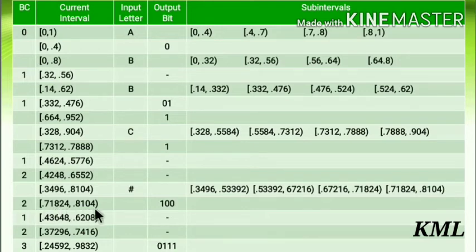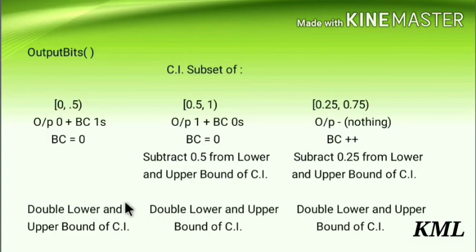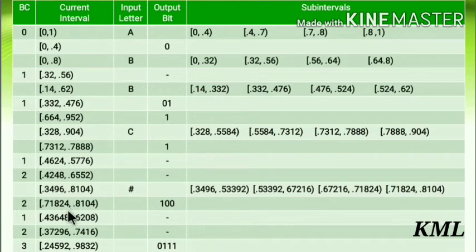Okay, so next what you have to do is subtract 0.5 from the lower and upper bound and double. So after subtracting and doubling, you get these values. Okay, so now check these values with the algorithm.